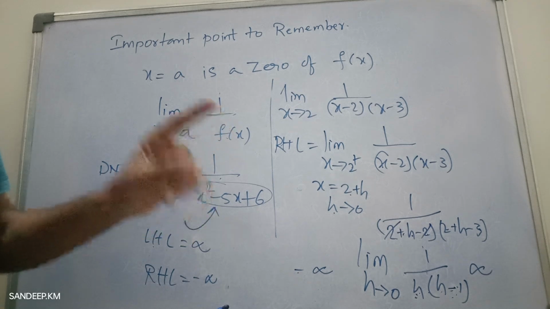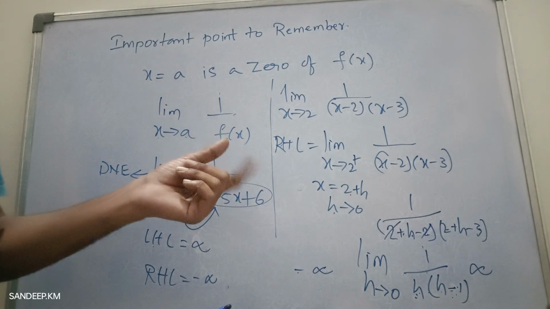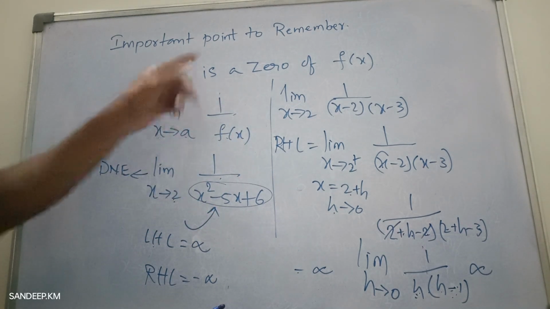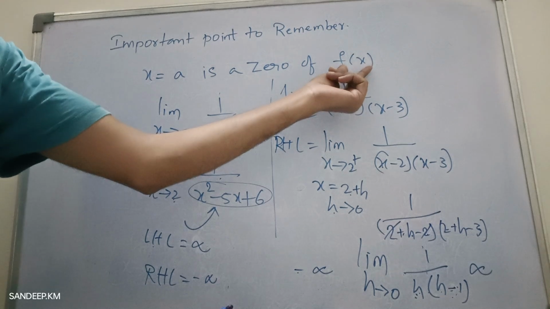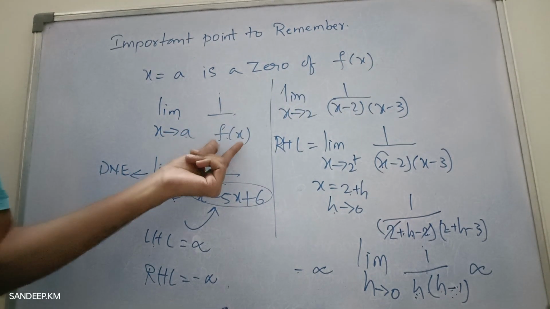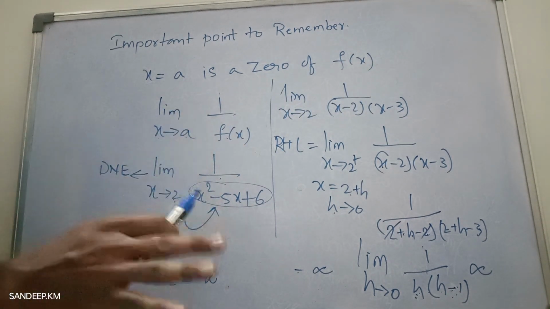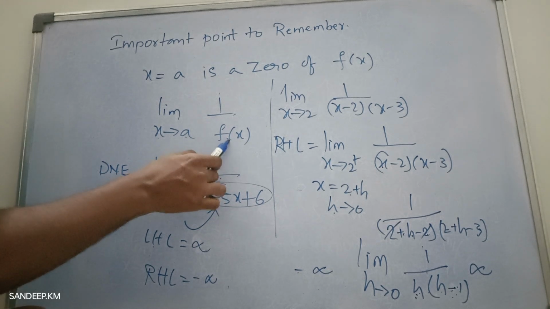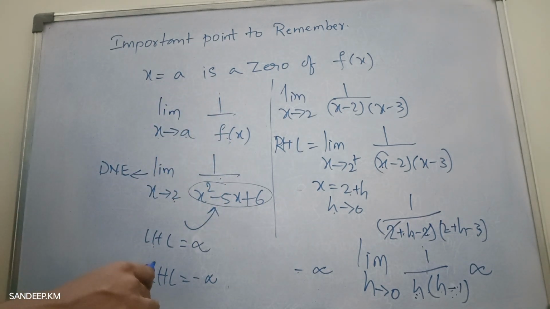Remember this once again. We will find LHL and RHL separately if x is equal to a is a 0 of this particular polynomial f of x, and you found f of x in the denominator. And one more important thing is that f of x doesn't get cancelled with the numerator.